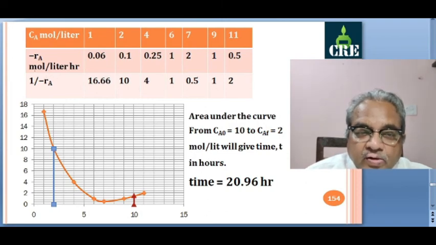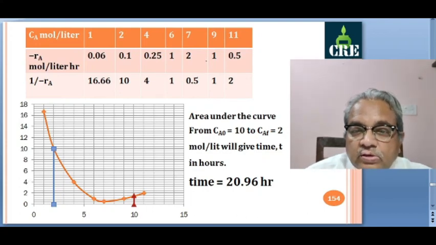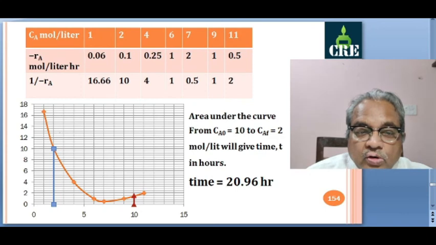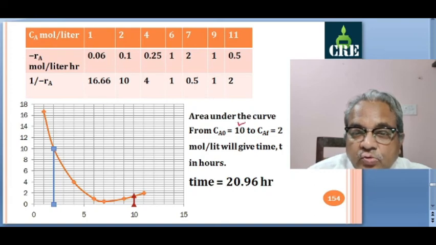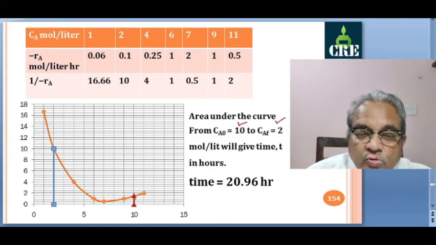So integral y, 1 upon minus Ra, this you plot on this axis. You can see these values 2 to 16.6. This is 16.6 and this is 2. So you draw this curve. Then area under the curve from Ca0 is equal to 10 to Ca final is equal to 2. So this is Ca0 is equal to 10. This is Ca final. This is 1, 2, 3, 4, 5. So this is Ca final is equal to 2. So between these two, this area under the curve you find out.